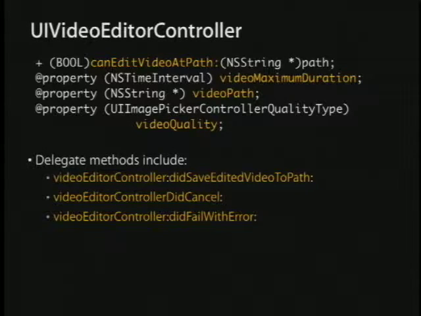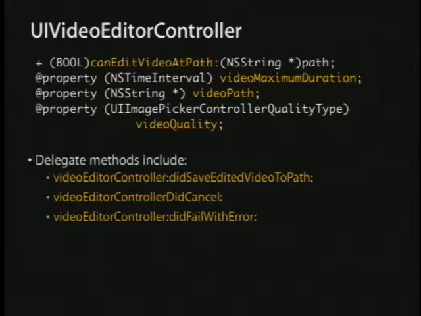You feed it the path. You feed it the maximum duration that you want it to be. And then you just hit go. You push it. And what will come out the other end will depend on the delegate methods. So the user will have all the trimming API that they have with the camera app. And once they hit save, it'll call you back to save that to disk.